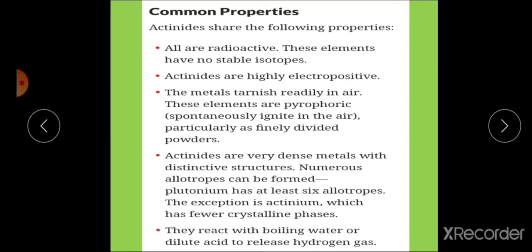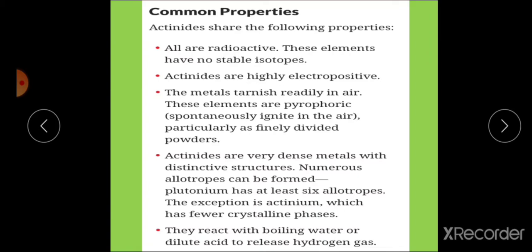Then common properties. All the actinide elements are radioactive. These elements have no stable isotopes. These actinides are highly electropositive in nature. The metals tarnish readily in air. These elements are pyrophoric, meaning they spontaneously ignite in air, particularly in finely divided powder form.